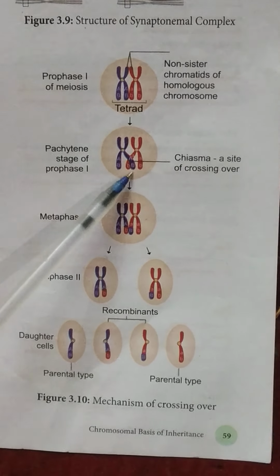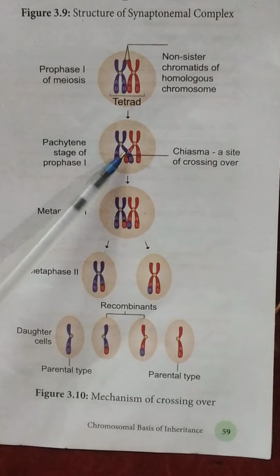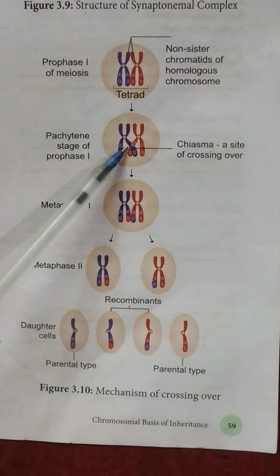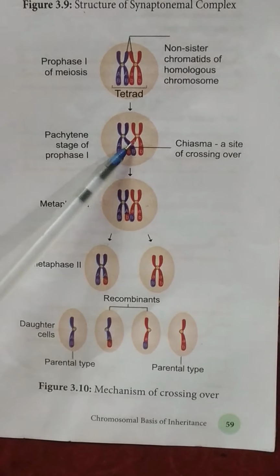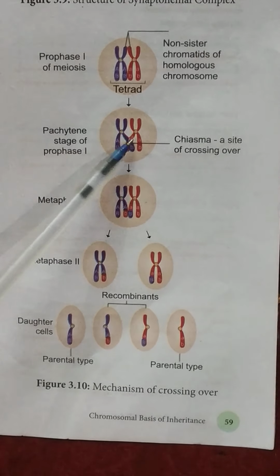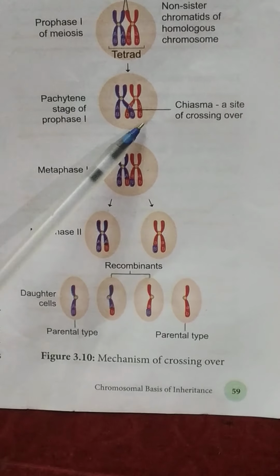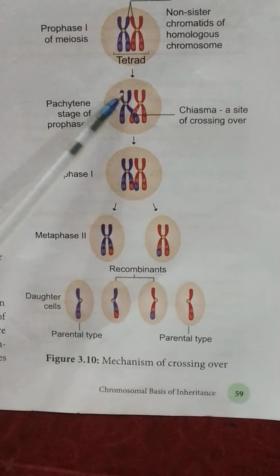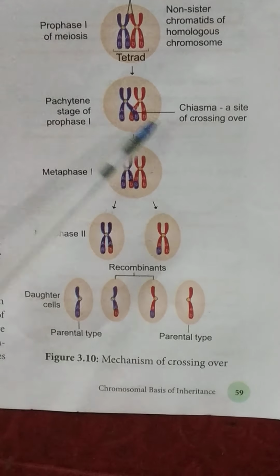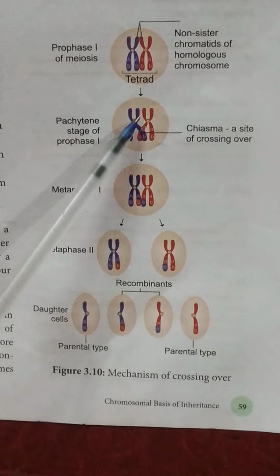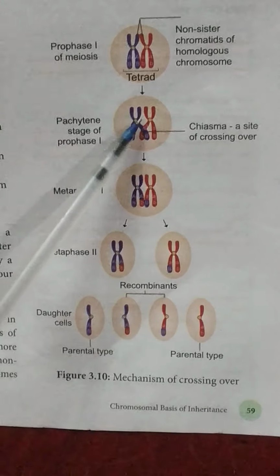That is called terminalization. Synapsis takes place because of the pairing of the homologous chromosomes, because of the force of attraction between them. It increases, and that helps synapsis. But towards the end, the force of attraction decreases, which leads to repelling of the homologous chromosomes. That is called terminalization.